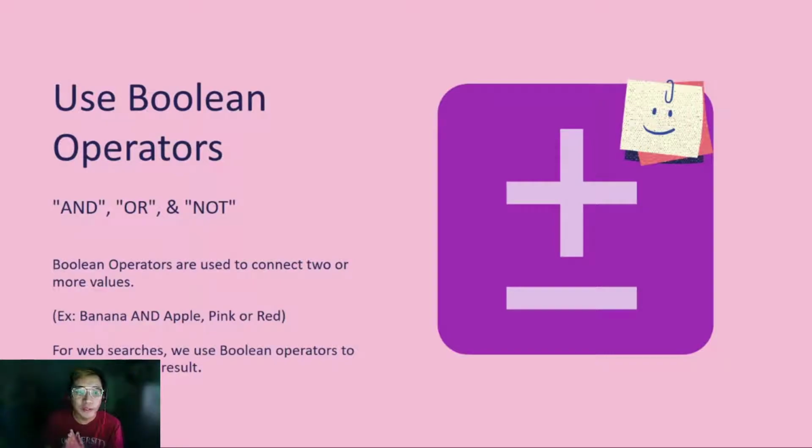Probably I may be blocking some words on the slides, but pardon me, I'll just read it to you. Boolean operators are used to connect two or more values. Let's say, for example, banana and apple, pink or red, pineapple or pen, or pineapple and pen. For web searches, we use Boolean operators to help us filter the results. How can we apply this?